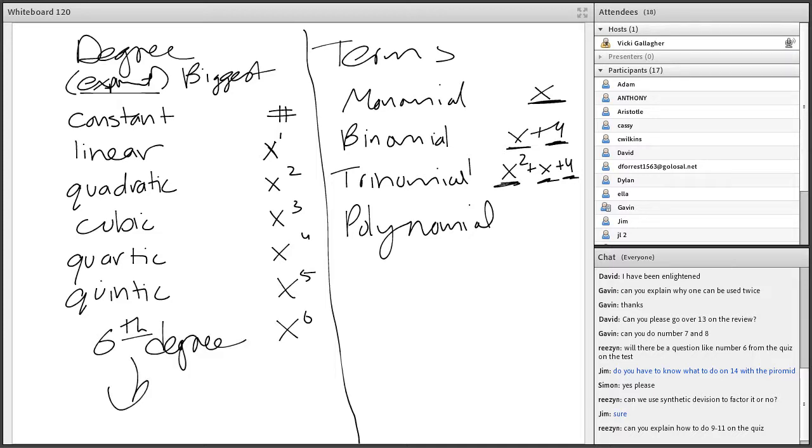And so those are the vocabulary words. We usually write the degree word first and the term word second. You want to pick one from each list. So you had a lot of people who tried to tell me it was like a binomial trinomial or a cubic constant or something like that. So just make sure you're only using one from each list.